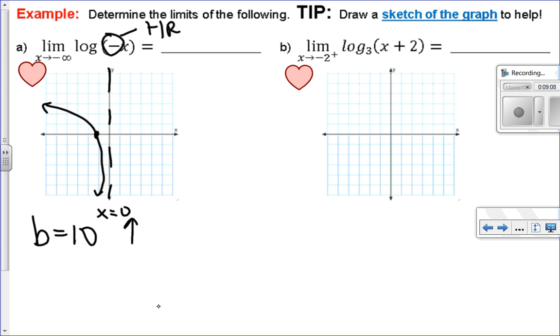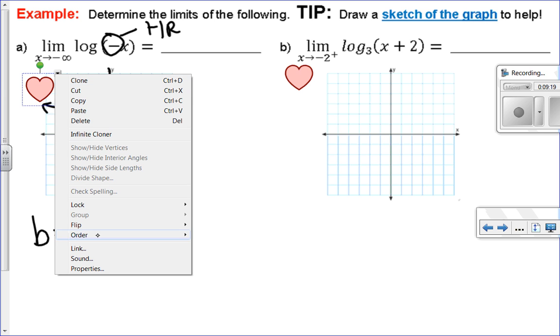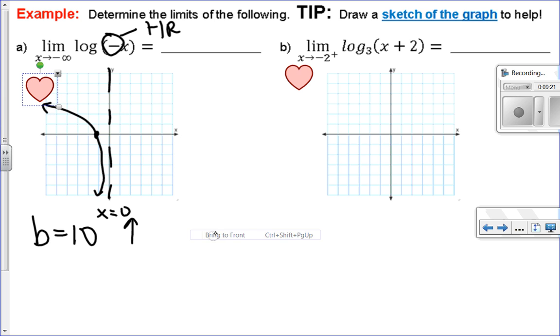Well, let's look at what happens as we approach negative infinity. So here is my little shape that I'm going to look at, and I'm going to approach negative infinity. So that means I'm going to make x smaller and smaller in the negative direction. So I'm going to start over here close to 0, and I'm going to make it smaller and smaller and smaller. So see how x is getting smaller and smaller in the negative direction? Well, you can see that's approaching positive infinity.